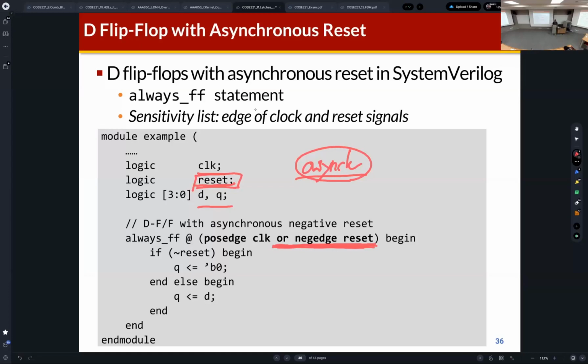You may think that if we just use reset, not negative reset, it's okay. But usually, just remember, just memorize. To implement the asynchronous reset, we use the sensitivity list with negative reset or positive reset. Okay? Just memorize.